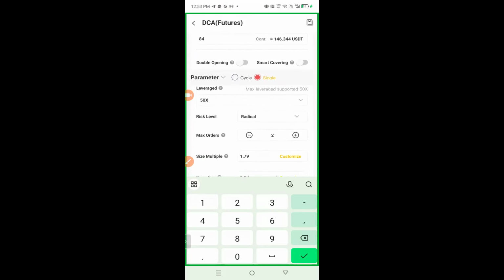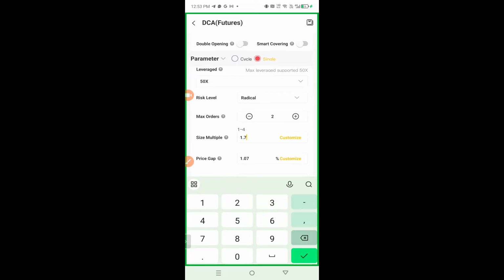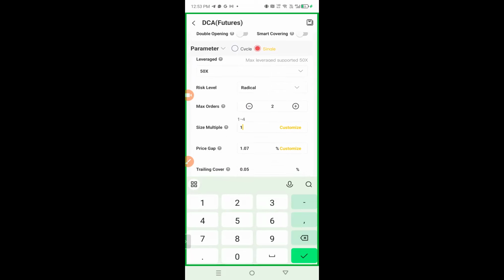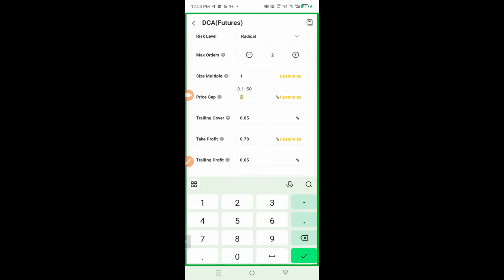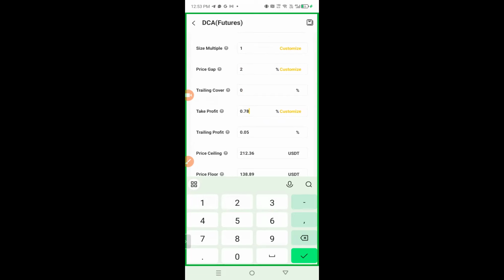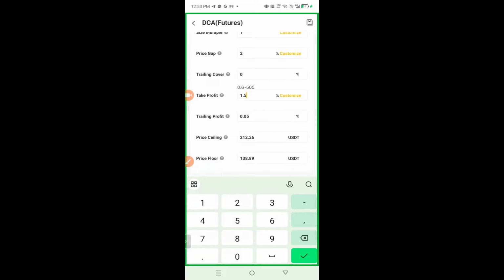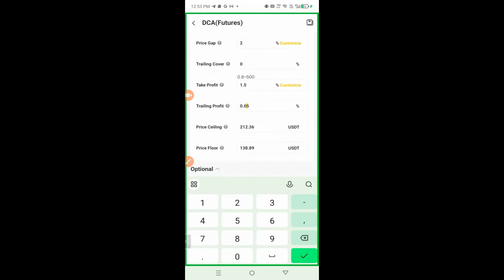Maximum order 2, right? This one is going to be 1, so that if you make the maximum order, the price gap is 2%. I say when it retraces down, you can now buy the second one. Trailing 0. Take profit, I'm going to use 1.5. Stop loss 0.